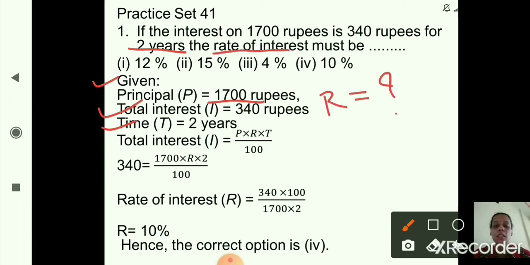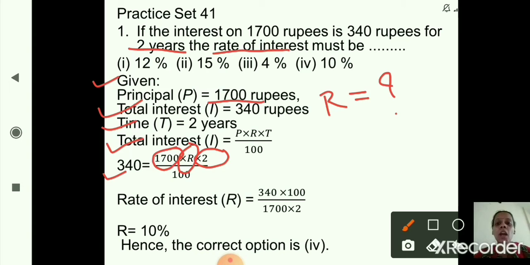Rate of interest is equal to how much? Principal is given, interest is given and time is given, and we have to find out rate of interest, that is R. So first we will write the formula: total interest is equal to P into R into T upon 100, where P is principal, R is rate of interest and T is time. Now we will put the values. Total interest is 340. So 340 is equal to P, which is 1700, multiplied by R, as we have to find the value of R, and T is 2. So 340 is equal to 1700 multiplied by R multiplied by 2 upon 100.